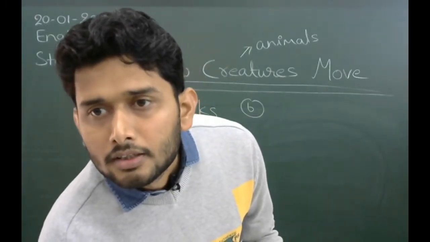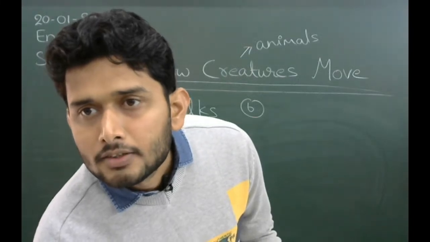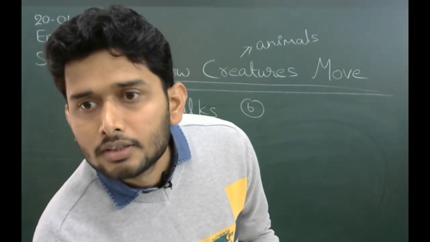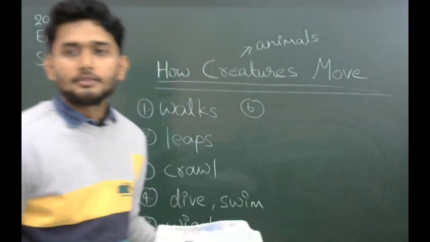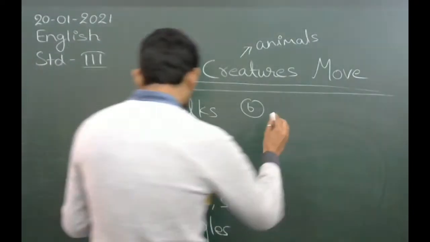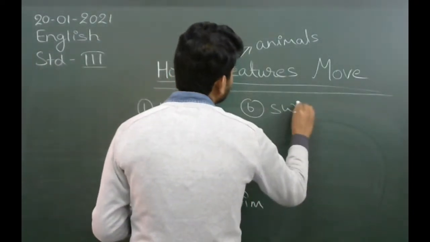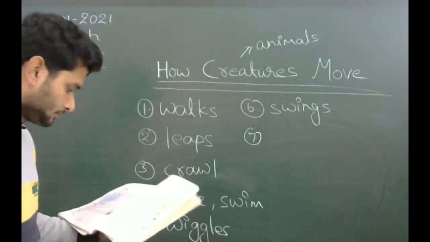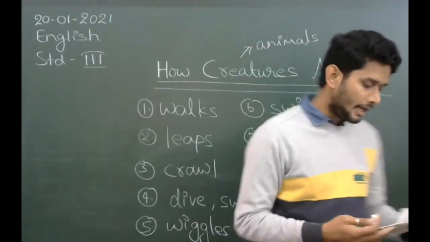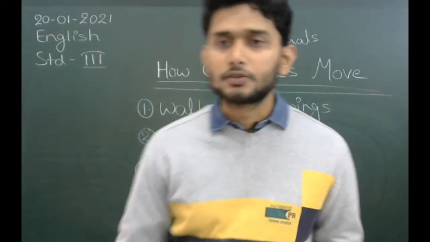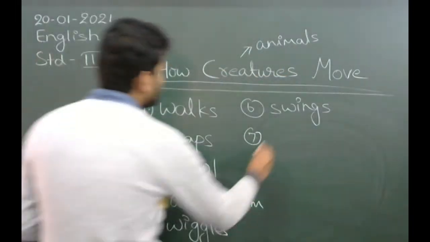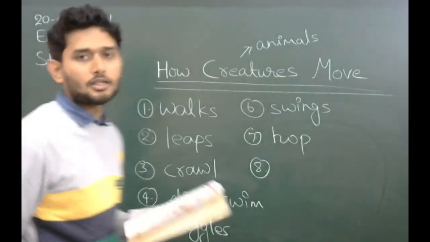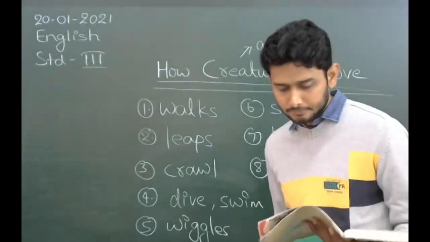Very good. Afrin and Tanvi, Aisha, Shubham Pandya, very good. Aditya, very good. So many of you have given the right answer. So in the sixth line, it is swings. Now come to the seventh number. And birds may hop upon the ground. So you have given hop. Very good. H-O-P. Hop means jump. Hop on the ground.